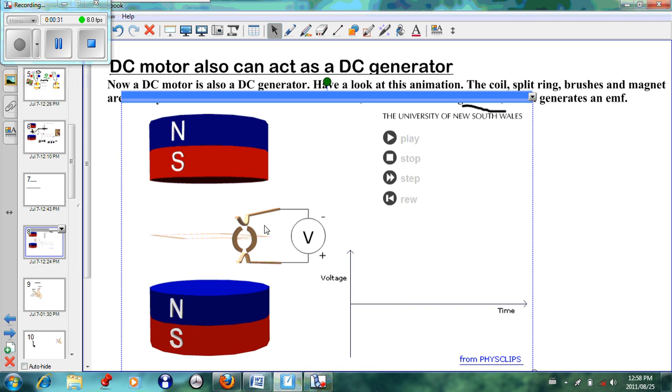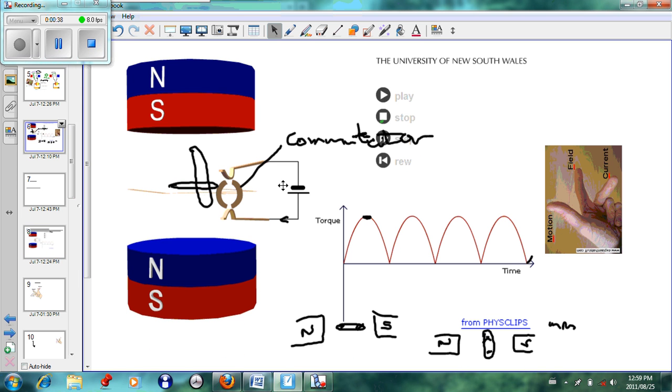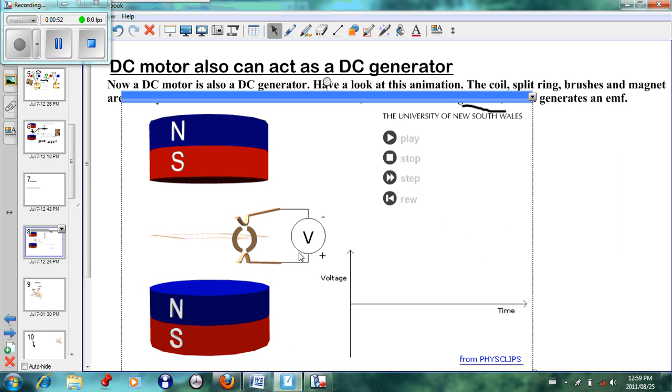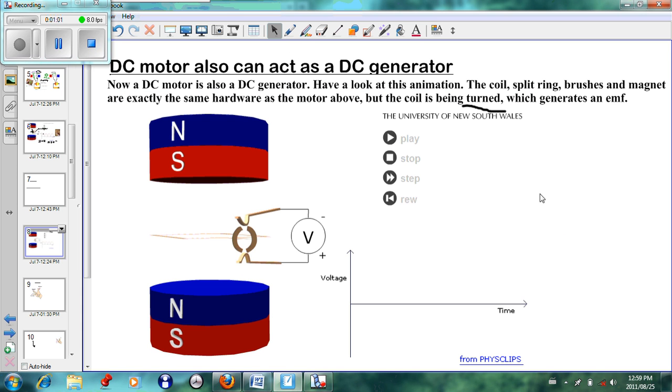If you look at this example, we see that there is no cell, whereas in the previous lesson we had a cell. Here is our cell, and the current goes through the wire in the magnetic field, and then the wire is caused to turn. This is the motor. But if you look at the generator, there is no current. What happens is we move the coil in the magnet and we induce an EMF. We are inducing an EMF. We create an induced EMF.